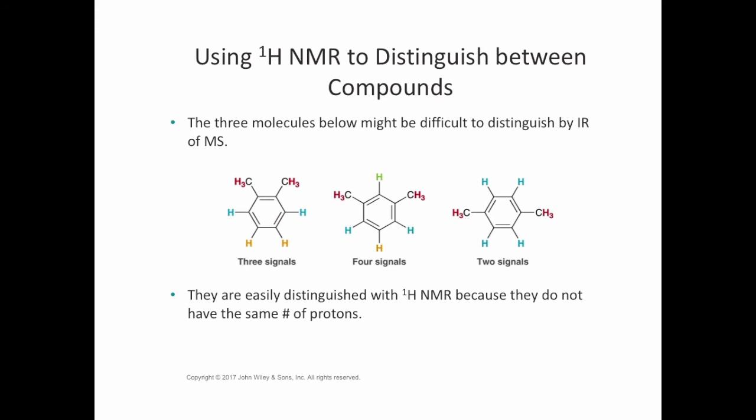We can use proton NMR to distinguish between compounds. So look at these 3 benzene derivatives. It would be very difficult to distinguish these by IR or mass spec. They would all give the same molecular formula, and they would all show the same types of functional groups. However, they are easily distinguished by proton NMR because they don't have the same number of protons that give rise to signals. This has 3 signals, the red H's on the methyls, the blue H's, and the yellow H's. This would have 4 signals, and this would have 2 signals. And you can identify this by looking for symmetry.